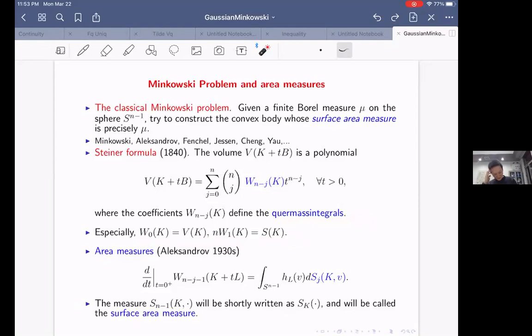And the idea of Hausdorff in about the 1930s is that this quantity is differentiable, and its differential defines a series of measures. We call them the mixed area measures, or the area measures, and we write them as S_j. When j is n-1, it's just the surface area measure, as we know.